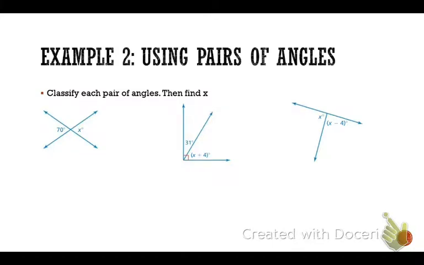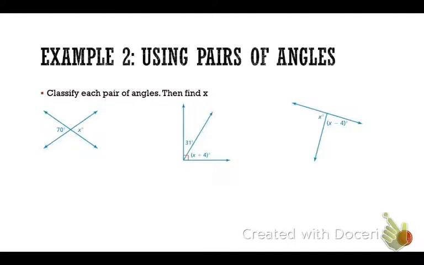It says classify each pair of angles. So what kind of angle relationship is happening between these two angles? Okay, do I have vertical angles? Do I have adjacent complementary angles? Do I have adjacent supplementary angles? That rule will tell me how they relate to each other.